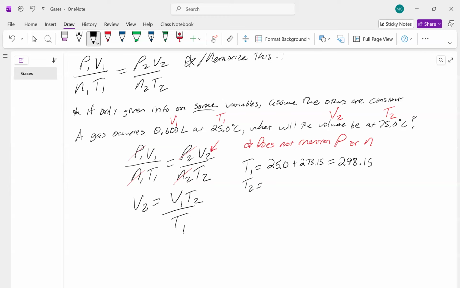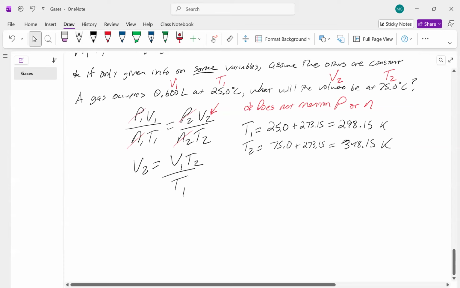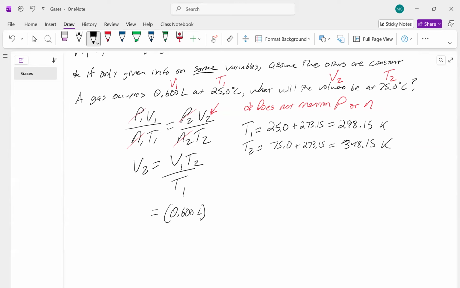And then T2, I'm starting with 75 degrees Celsius, adding 273.15. And I have to do that first before I plug into the formula. All right, so our volume is 0.6 liters. Notice I'm keeping track of my units as well. I'm going to plug in T2, that goes up top. T1 goes in at the bottom.